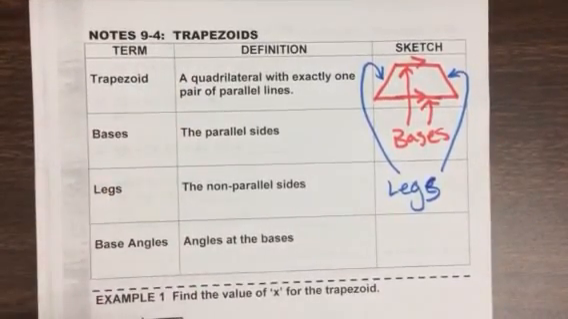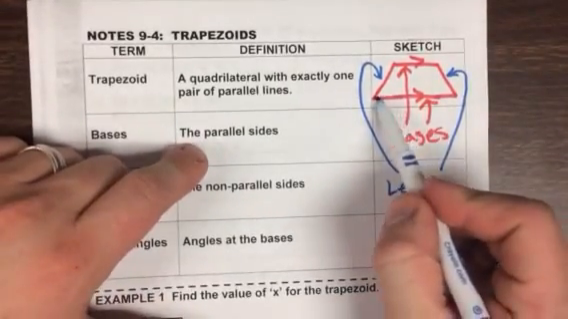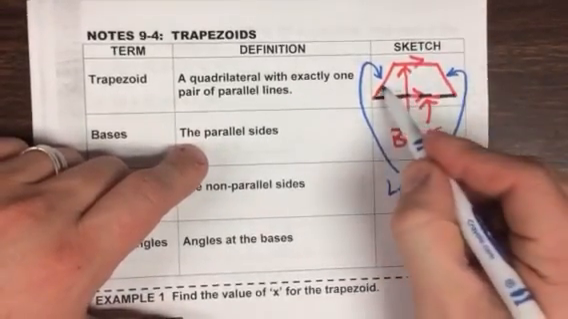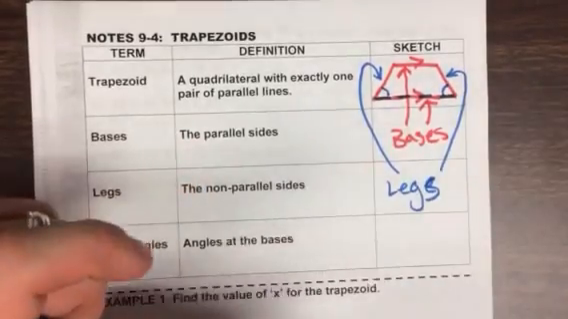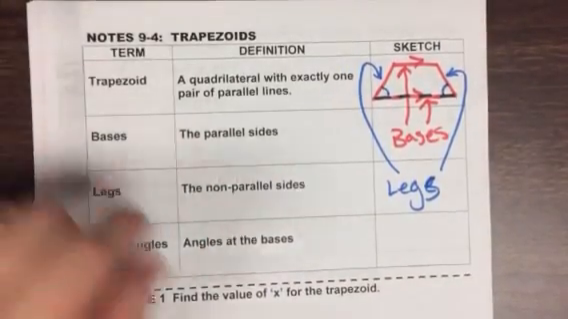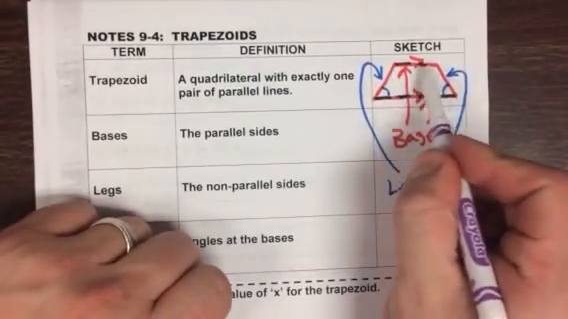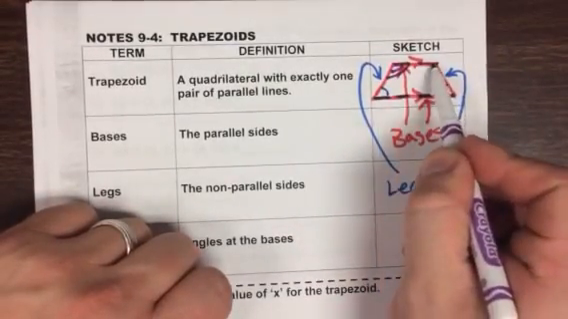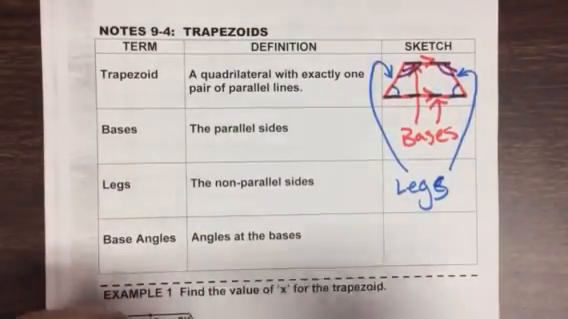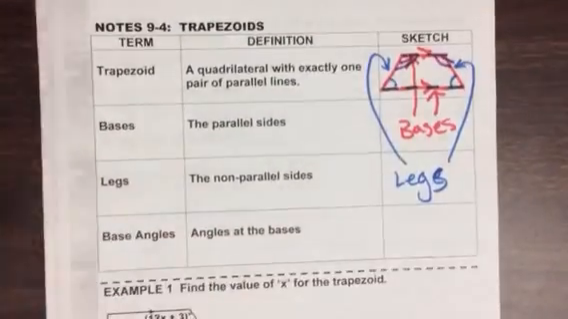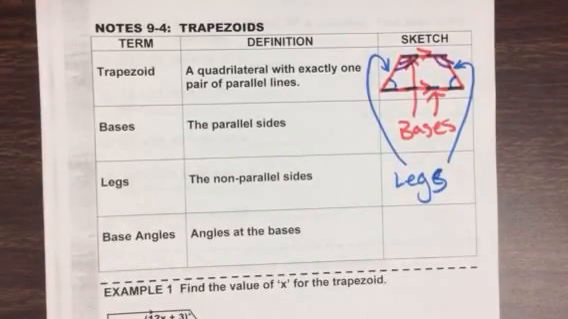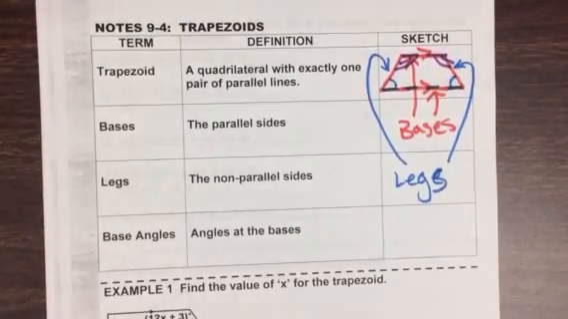And then finally talking about the base angles. So the base angles are the angles at the bases. So if I'm talking about the base angles in relationship to this base, we would talk about the base angles here. If I'm talking about the base angles in relationship to this base, it would be this and this. Notice I marked them as congruent. They are only congruent in this specific type of trapezoid I just drew, which is an isosceles trapezoid. We will talk about that more here in just a couple of minutes.